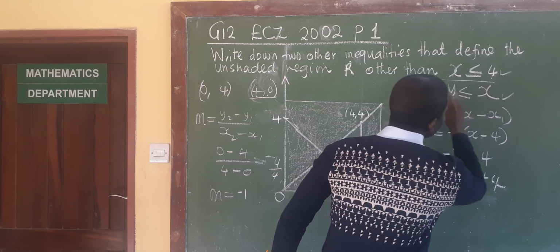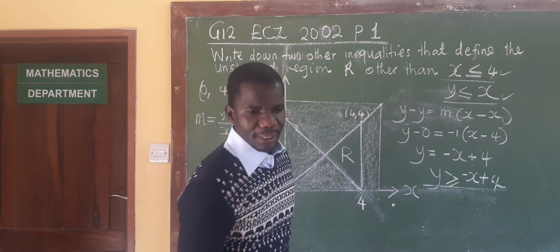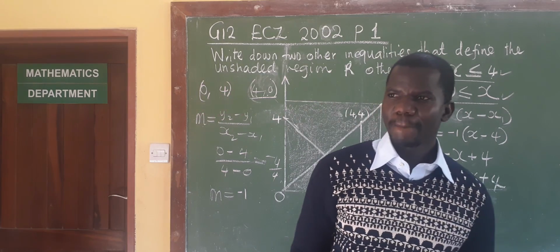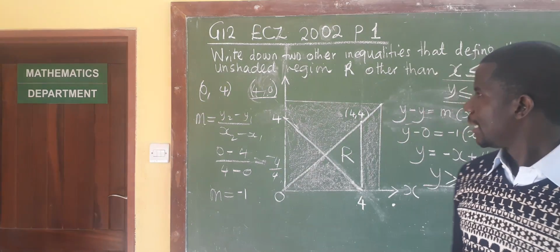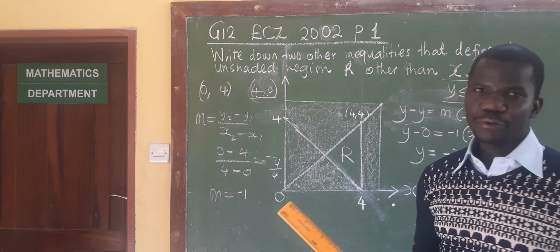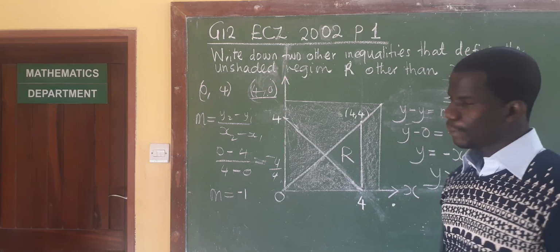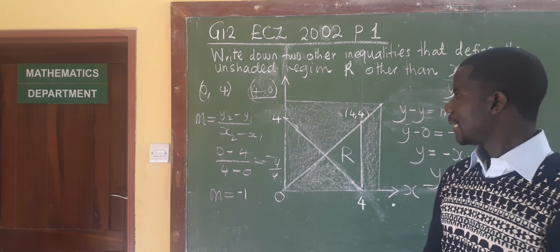So we have 1, 2, and 3. These are the inequalities that we're supposed to construct. The 2 of them, and then you get 4 marks for doing that. So this is basically what was supposed to be done.